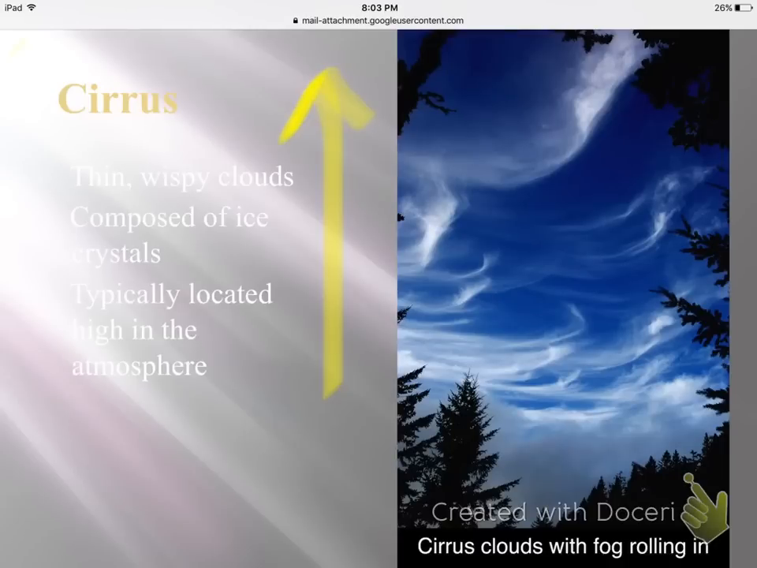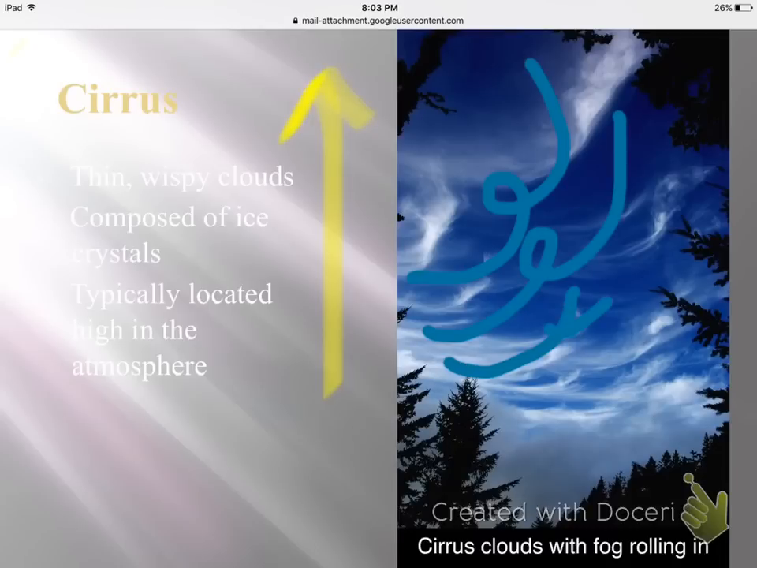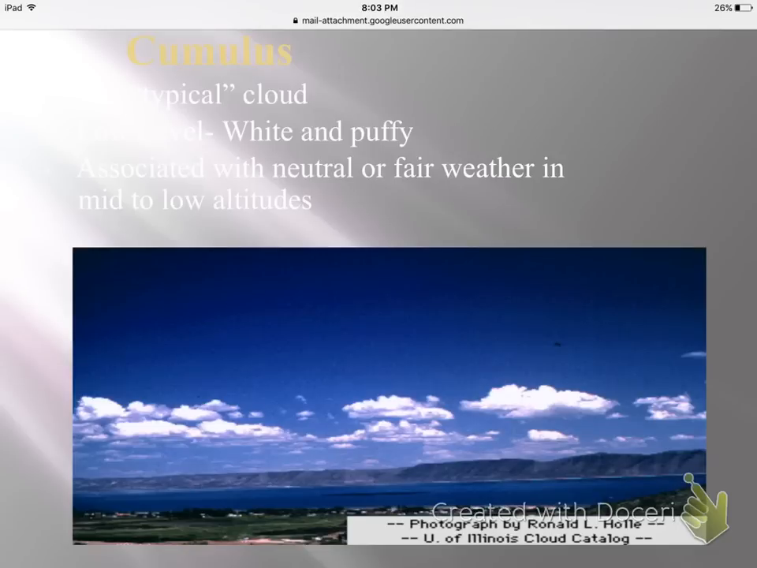They are the highest level cloud, and a good way to remember cirrus clouds is that they are nice and curly and wispy. Okay, any type of cloud that's wispy like that, very light and wispy looking, that's going to be a cirrus cloud.